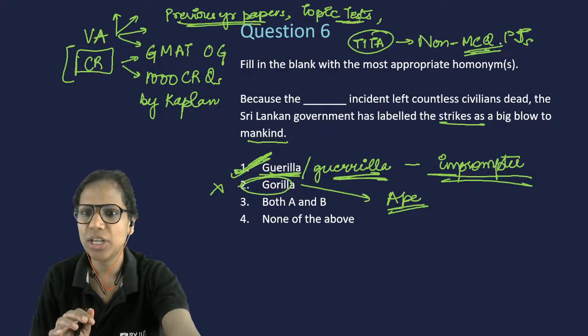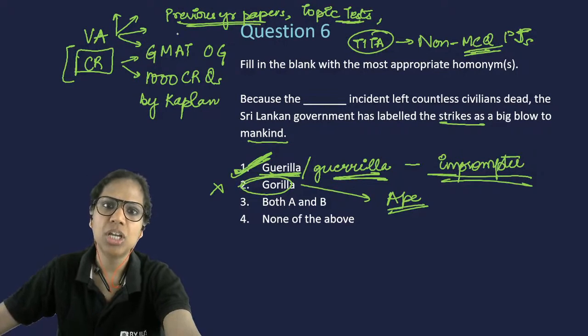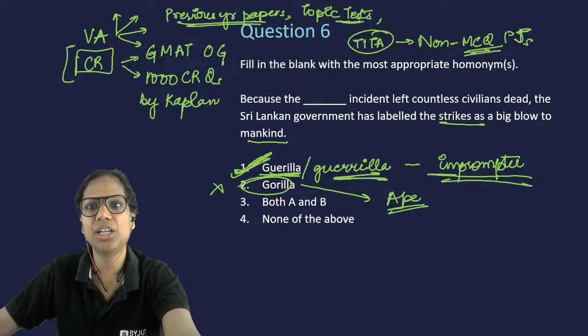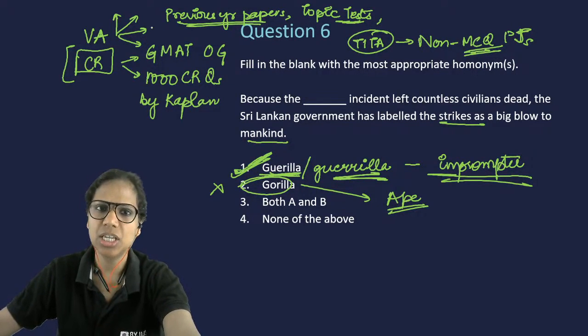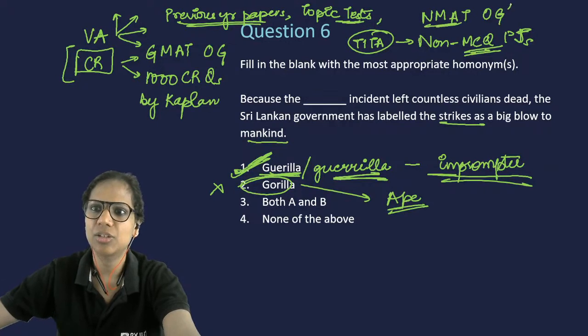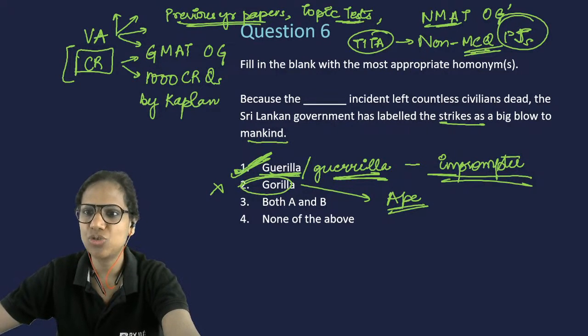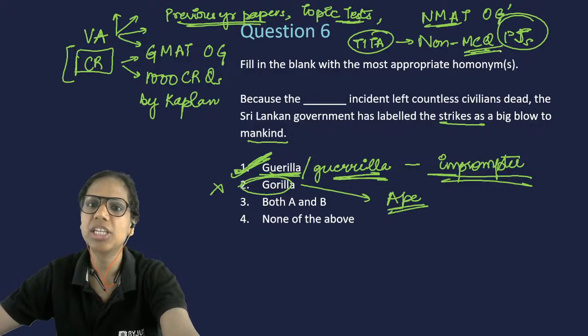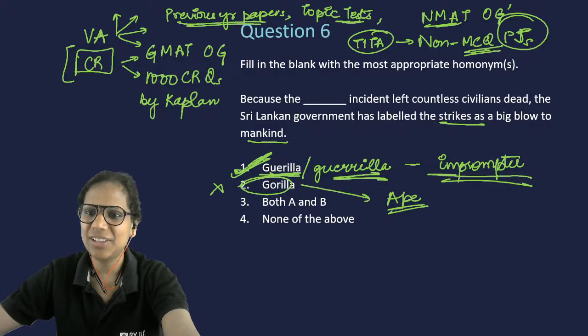So I think these are your sources. For VA, you'll not find one dedicated source where you'll find the questions. You'll have to explore multiple sources. In case you're preparing for NMAT, NMAT has an official guide which will have all these types of questions, parajumbles, and para summary also, a couple of them. So you can explore that. Okay.